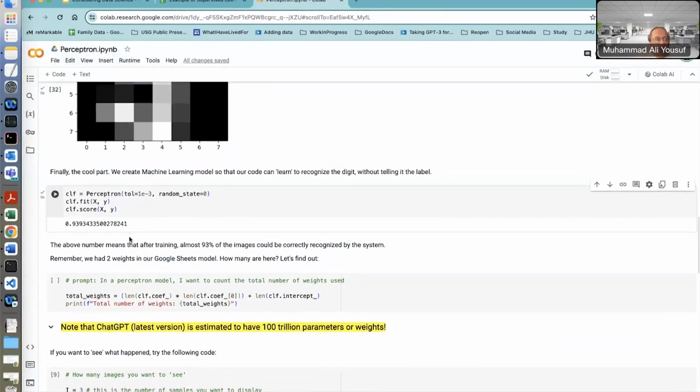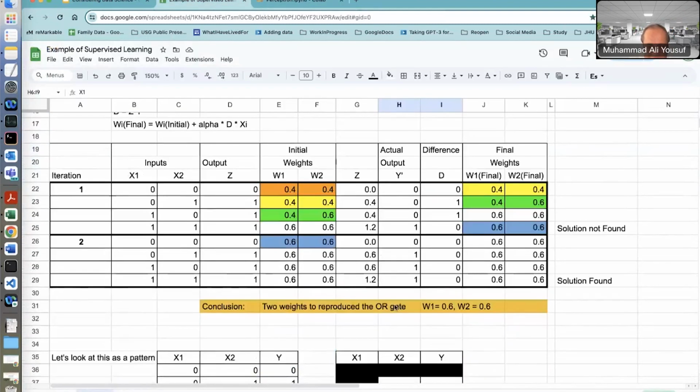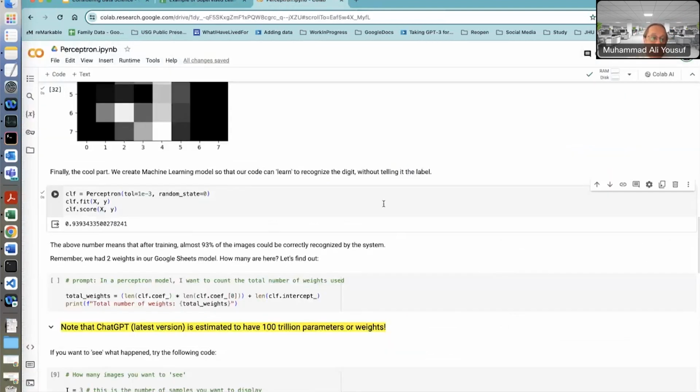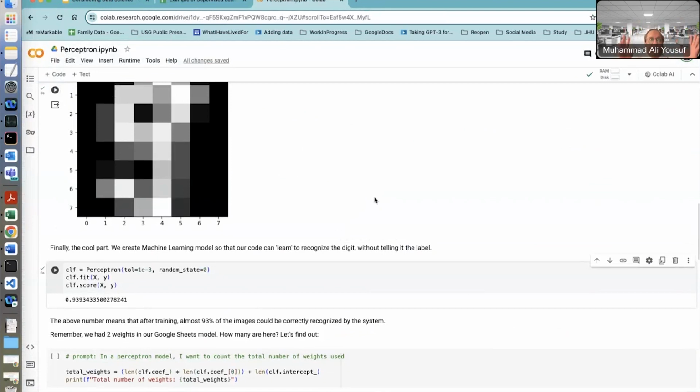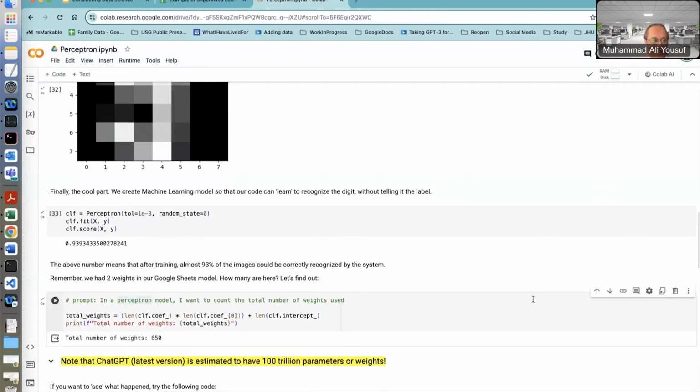You can say, okay, but when we were doing this thing in Google Sheet here, you were talking about weights. And we came up with 2 weights at the end. How many weights are there? Because this is a big task. This is an image, 8 by 8 image, and not one image. 1700 images there. So you ask the system, okay, tell me how many weights you have, and you run it. It tells you that I have 650 weights total.